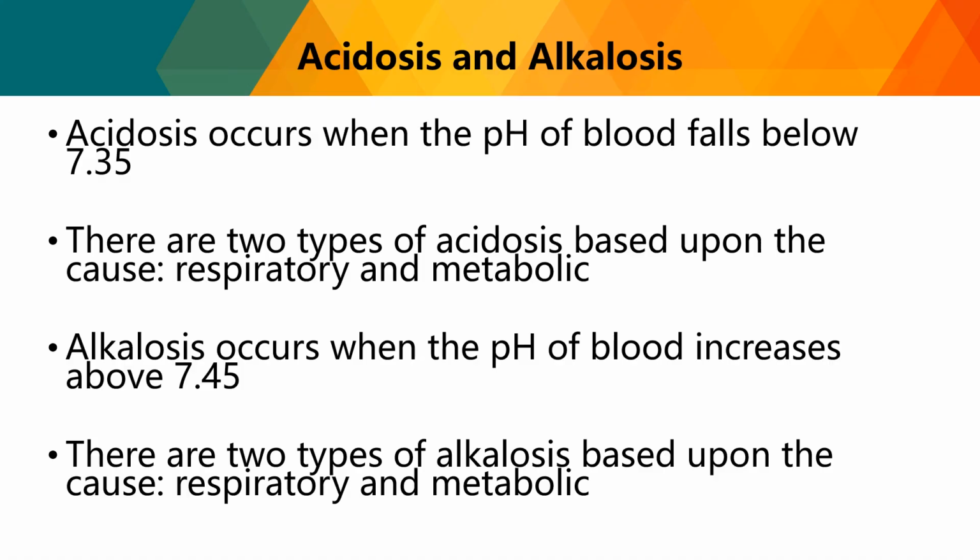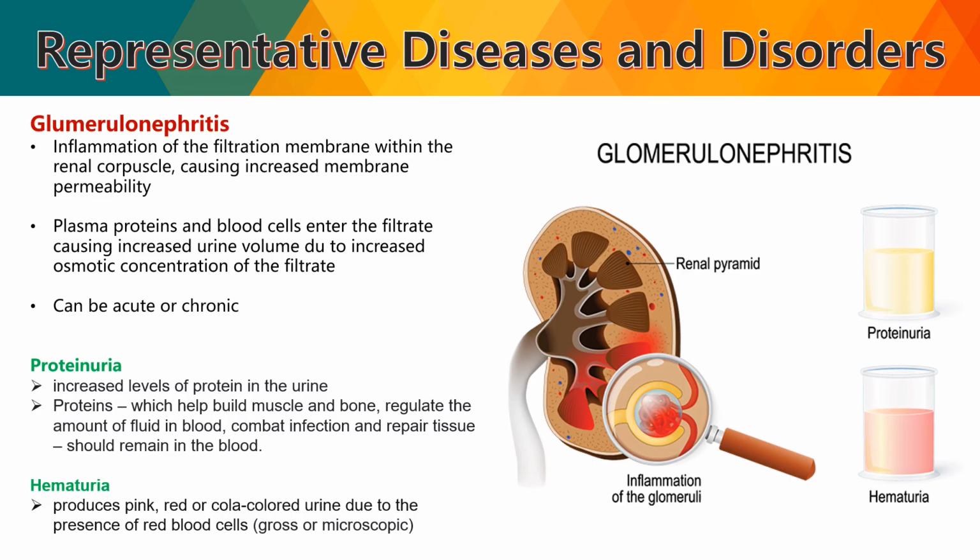So, the idea of acidosis and alkalosis. Acidosis occurs when the pH of the blood falls below 7.35. There are two types of acidosis based upon the cause: respiratory or metabolic acidosis. Alkalosis occurs when the pH of the blood increases above 7.45. There are also two types of alkalosis based upon the cause. It can also be respiratory and metabolic.